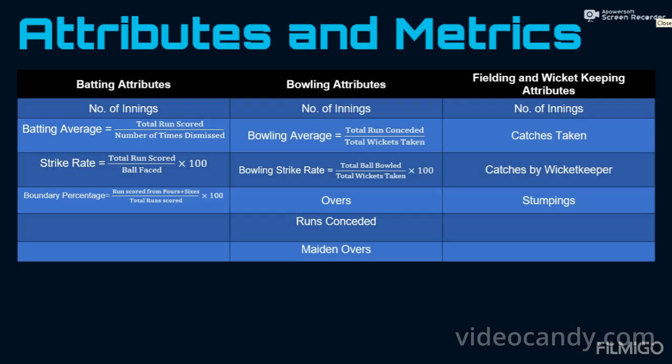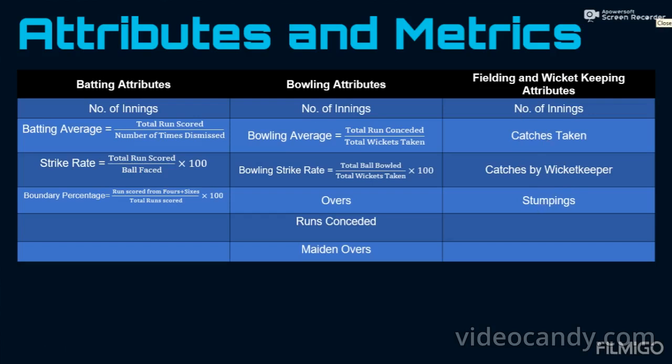Now, in terms of what we extract, we defined specific attributes for each category of player: batsman, bowler, wicketkeeper, and fielders. For batsmen, we take attributes such as number of innings, batting average, strike rate, and boundary percentage. Similarly, for bowling attributes, we have taken number of innings, bowling average, bowling strike rate, overs, runs conceded, and maiden numbers. And fielding and wicketkeeper attributes are number of innings, catches taken, catches by wicketkeeper, and stumping.